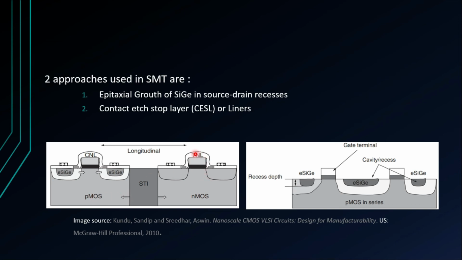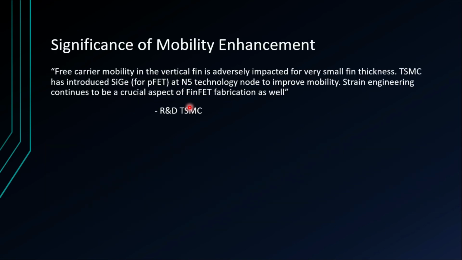So these are the liners which I was talking about, the tensile nitride layer and the compressive nitride layer, which are used as contact etch stop layers. The CESL is a manufacturing layer which prevents the etching of the gate during the metal deposition. So I hope you understood what exactly strain engineering is and how it is achieved. So you'll understand the significance of the mobility enhancement.